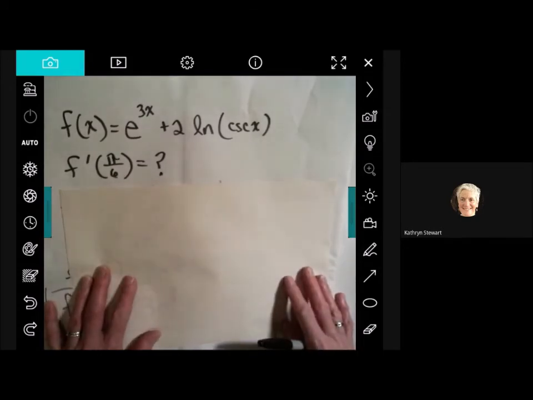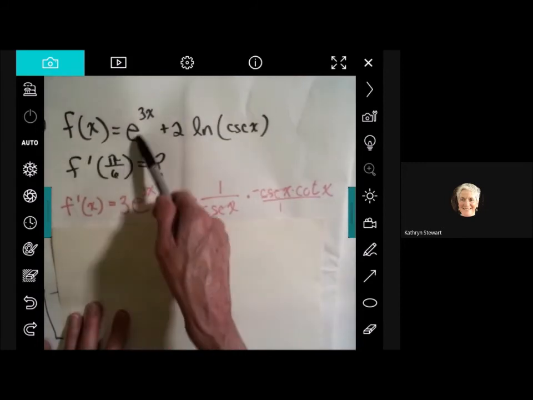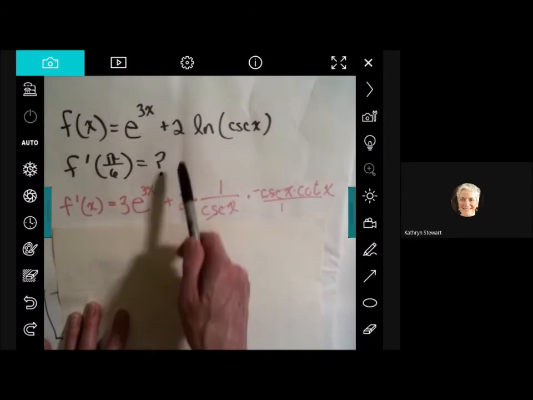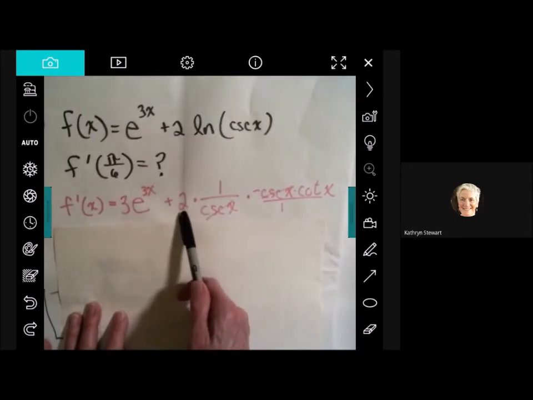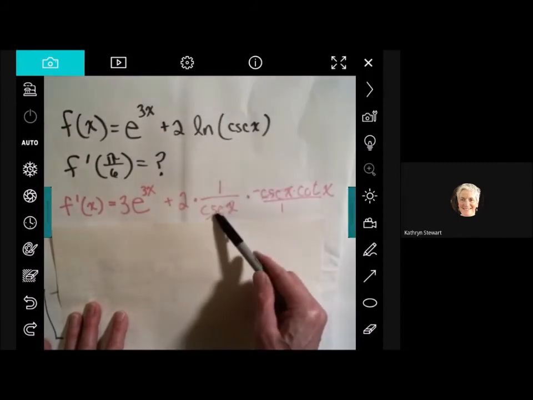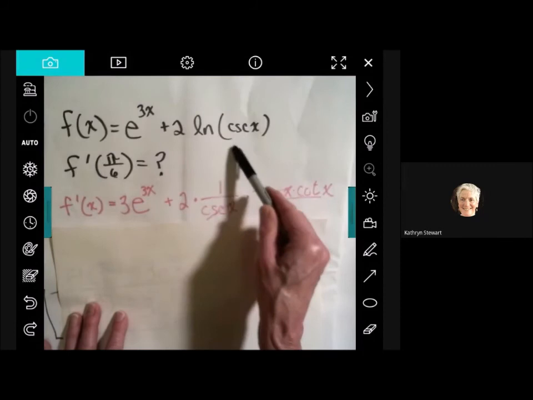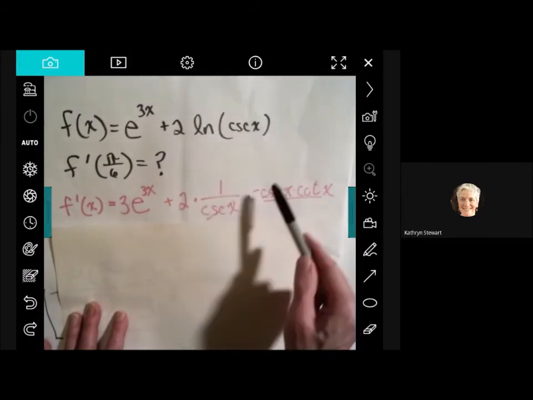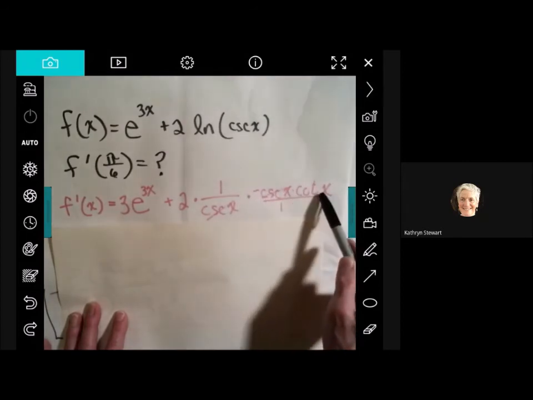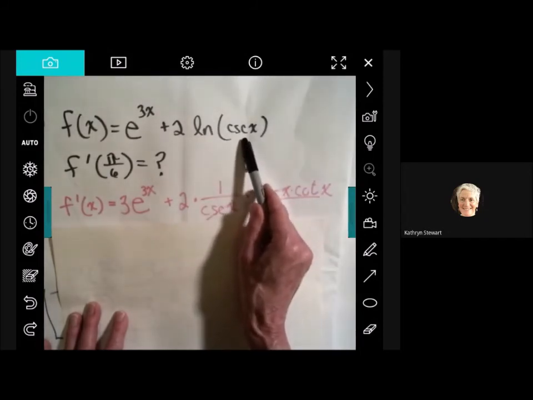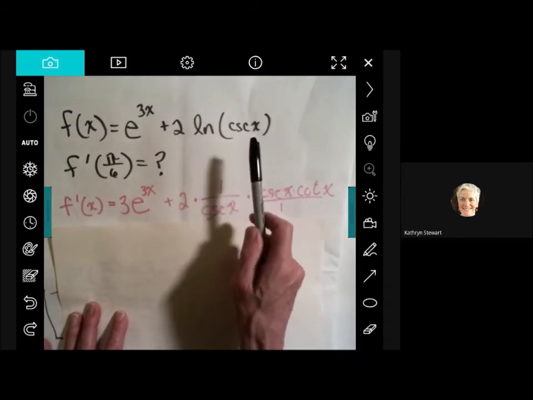Let's take our derivative of each piece. Derivative of e to the 3x is e to the 3x times 3, chain rule, plus that 2 is a coefficient, so it hangs out. The derivative of the natural log of something is 1 over that something, and then chain rule times the derivative of that something. The derivative of cosecant of x is negative cosecant of x times cotan of x. Okay? If you forget that, you can quickly rewrite cosecant of x as 1 over sine and do the quotient rule. Believe it or not, that's what I do every time.